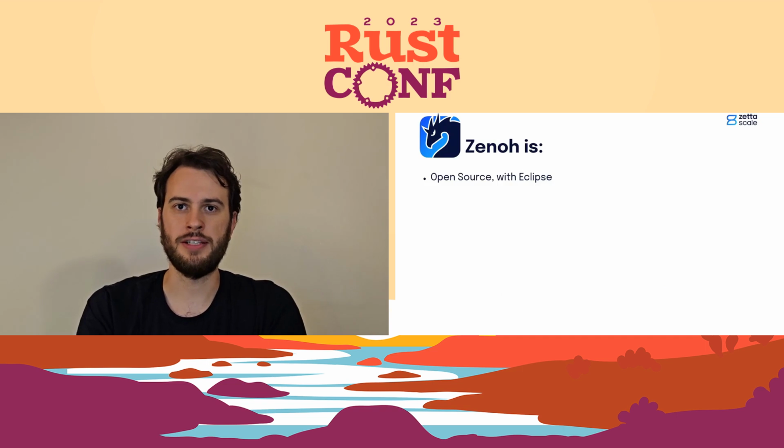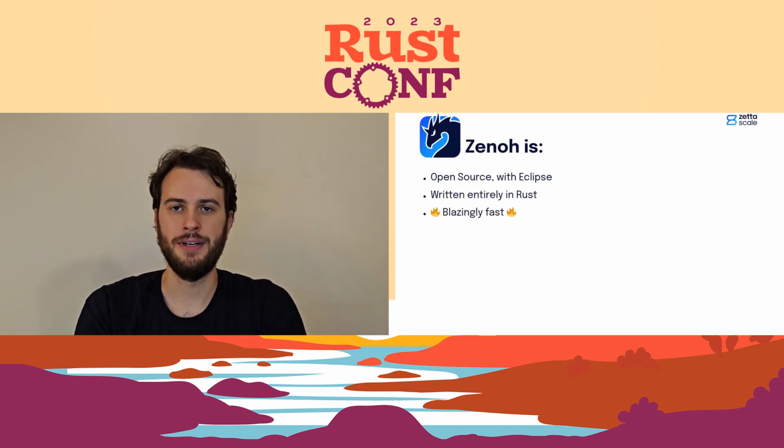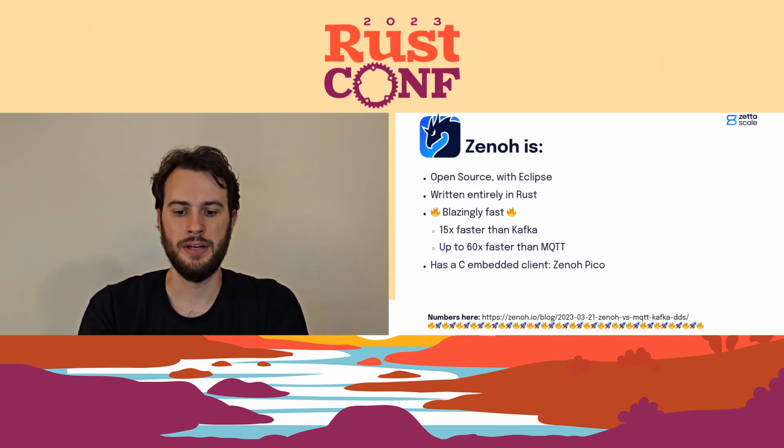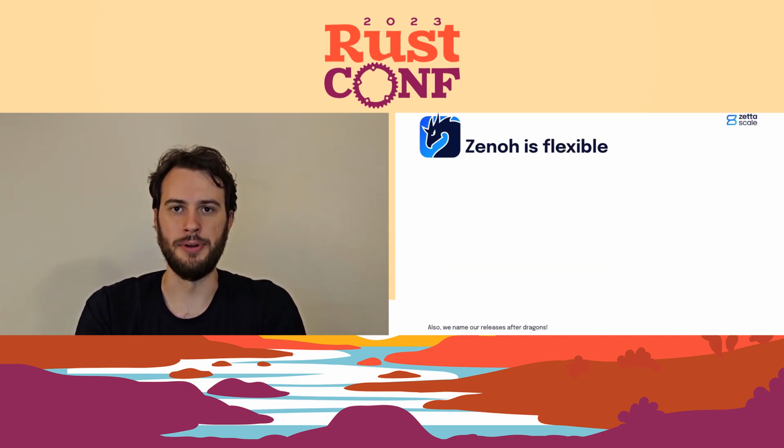It's an open source project under the Eclipse Foundation. It's written entirely in Rust, and as such, it's of course blazingly fast. In fact, it's 1 or 2 orders of magnitude faster than the competition. There's also an embedded C client for places where you can't take Rust yet. But most of all, Zeno is flexible.